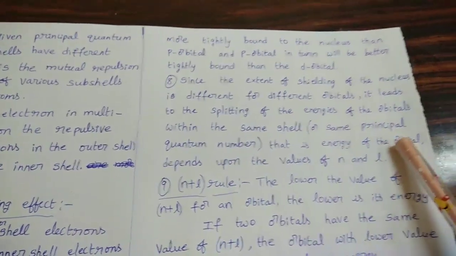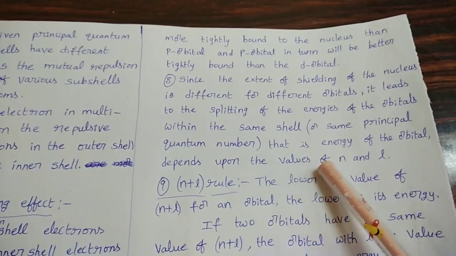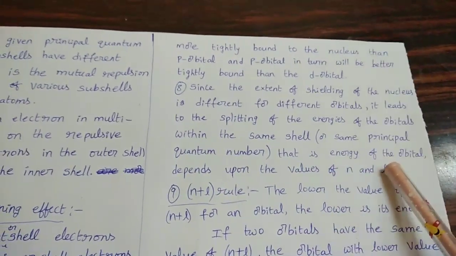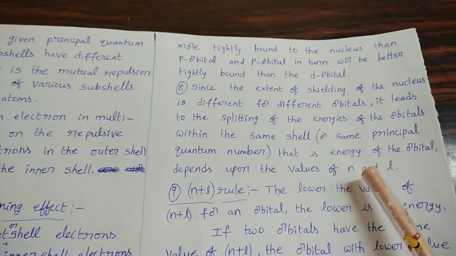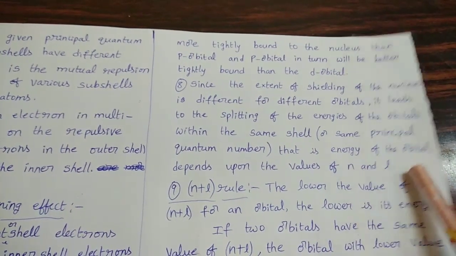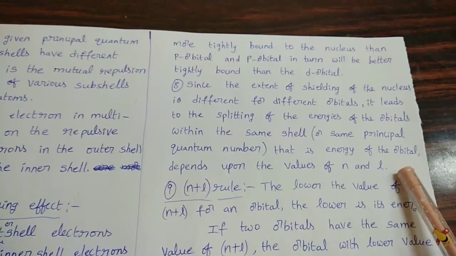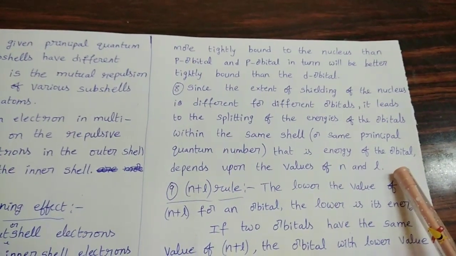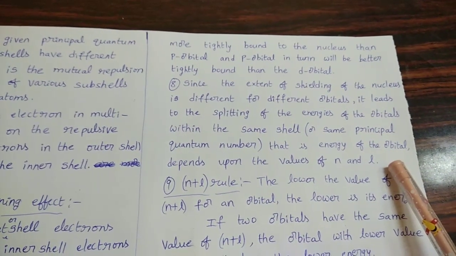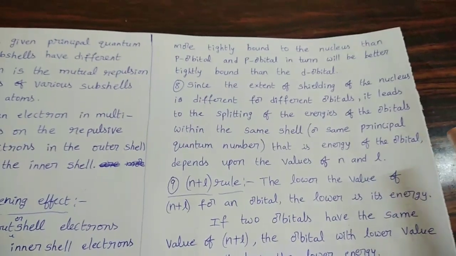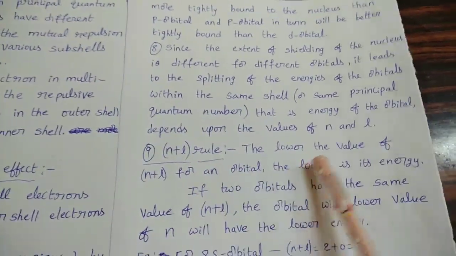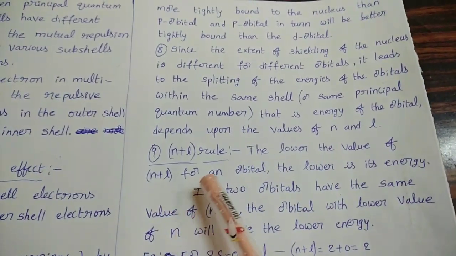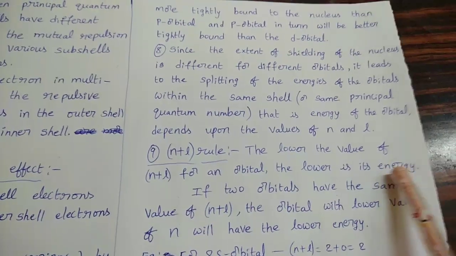That is, the energy of the orbital depends upon the values of n and l. So energy of the orbital depends on two values. One is the principal quantum number, another one is the azimuthal quantum number. Now, how can we decide which orbital is higher in energy, which orbital has lower energy? For that, a simple rule: the n plus l rule. The lower the value of n plus l for an orbital, the lower is its energy.